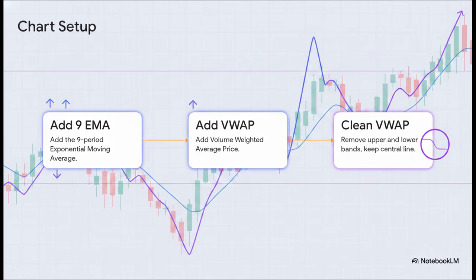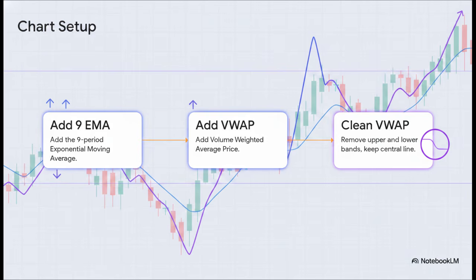Step 2, add the VWAP, the volume-weighted average price. Think of VWAP as your intraday anchor. It combines price and trading volume to show you who is actually in control. Now, step 3 is the kicker. Go into your settings and completely turn off the upper and lower VWAP bands. We only want that one central line. Maybe make it a bright purple or something so it really pops. I know, it feels kind of weird deleting so many indicators, but trust me, a clean workspace leads to crystal clear decisions.